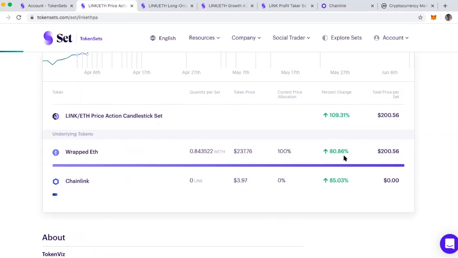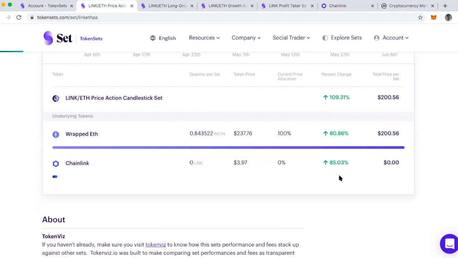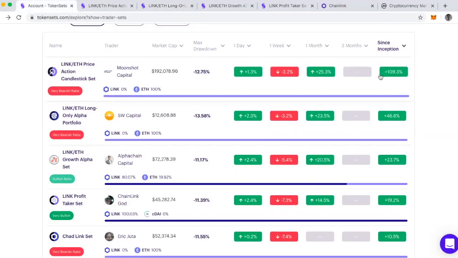Ether has been up since then about 81%, and Link has been up about 85%. So if you were to have deposited Ether or Link into this set about April 1st or so, you would have outperformed Ether by almost 30%. So the difference here is about 30%. And then the difference here is about 25%. So that's pretty impressive. So if we go back to the main dashboard, we covered the top performing set according to inception. It is the oldest Link-based set, and it is almost 3 months old. So April, May, June. Yeah, it's about 2.5 months old.